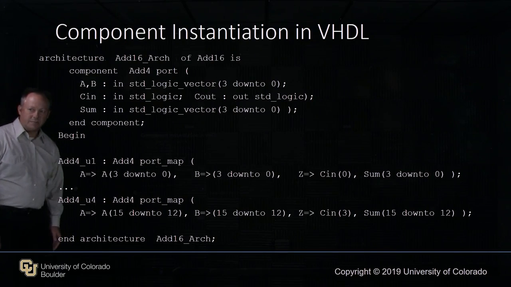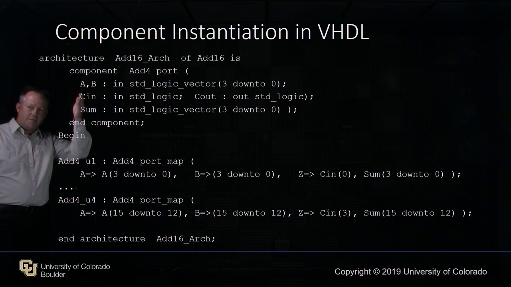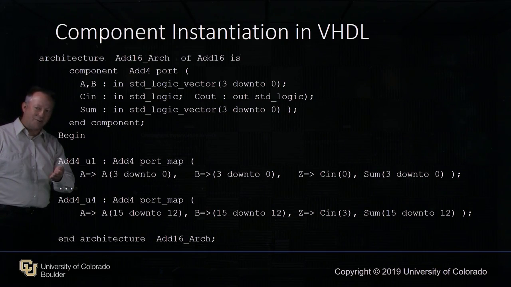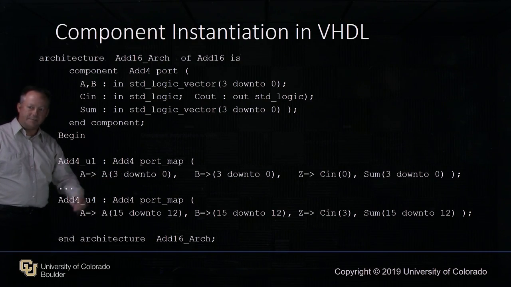In the case of our adder, we have our component add4, and if we wanted to make an adder 16, we would use 4 instances of our add4. Add4 U1 would be mapped to bits 3 down to 0 for A, B, C, and sum. And all the way out to our U4, which would be mapped to the upper bits, bits A 15 down to 12, B 15 down to 12, and sum 15 down to 12.